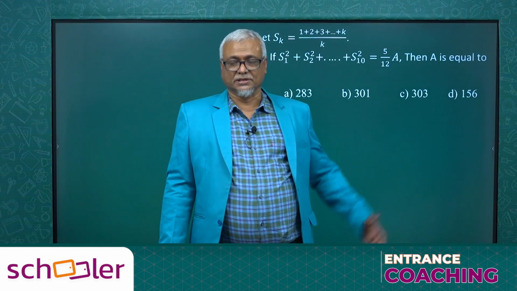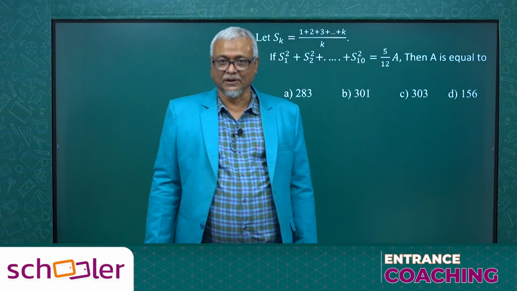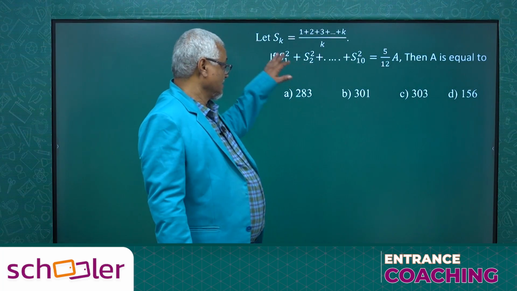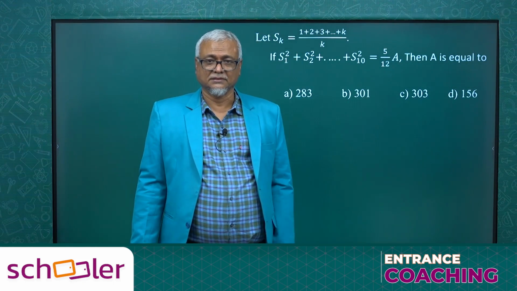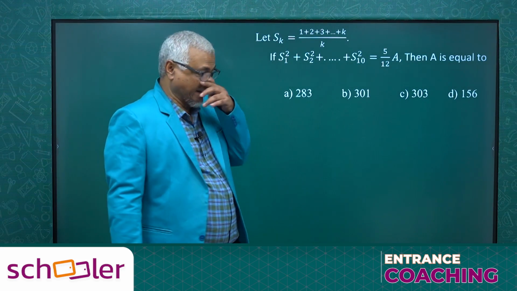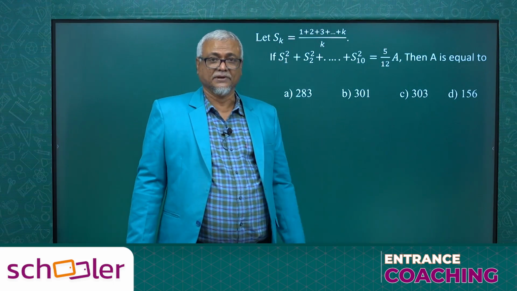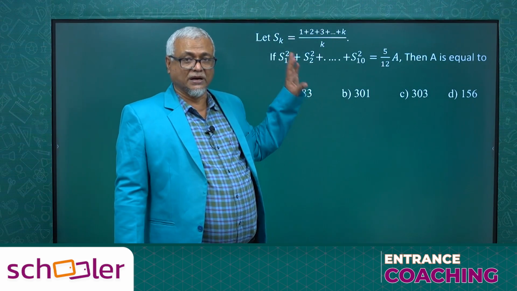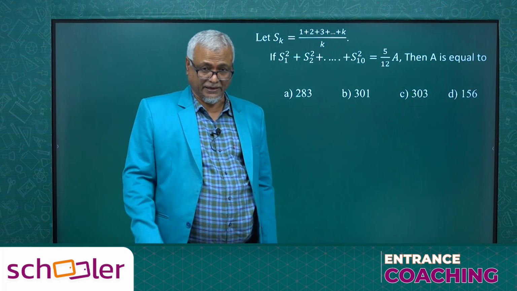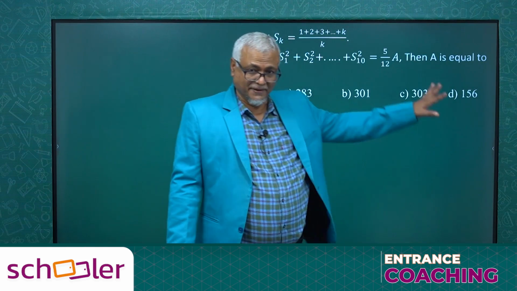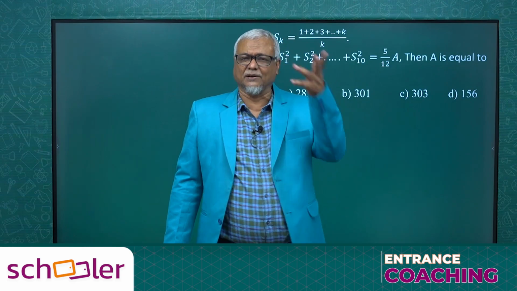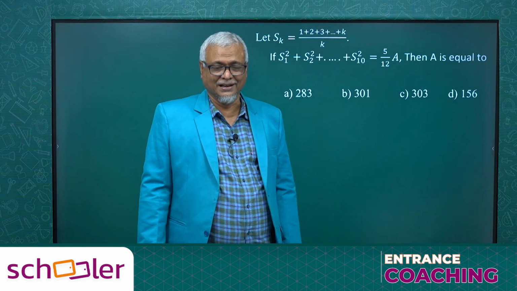See the next question. It is the last year JEE Main question. What is it? Sk is given as 1 plus 2 plus 3 plus etc. plus k, whole divided by k. We have to find s1 square plus s2 square plus etc. plus s10 square. Again, the answer is given in terms of 5 by 12 times a, and we need to find only a.